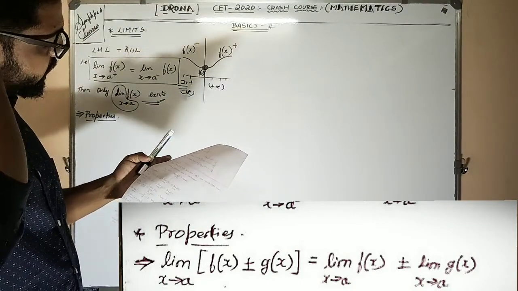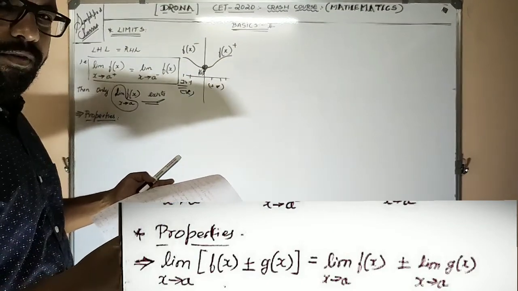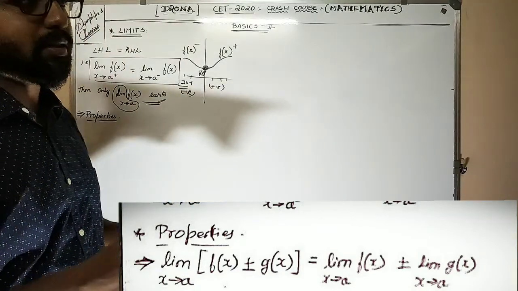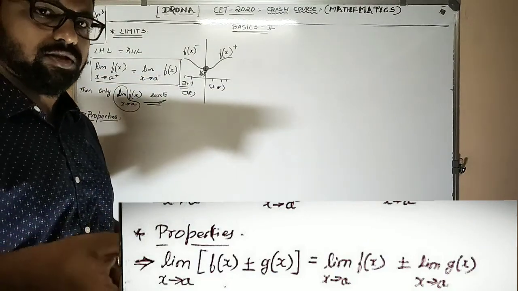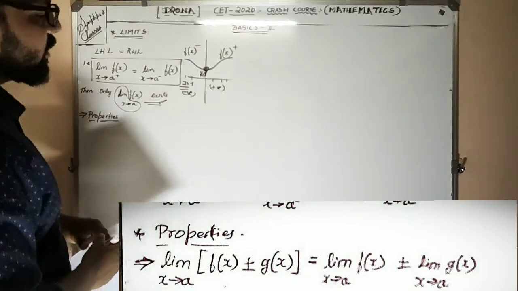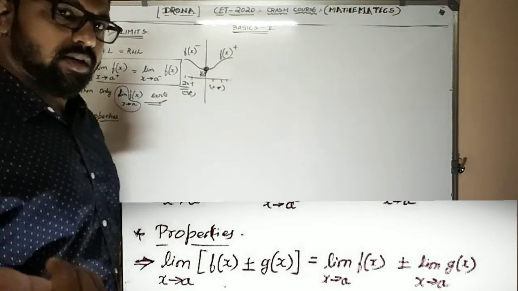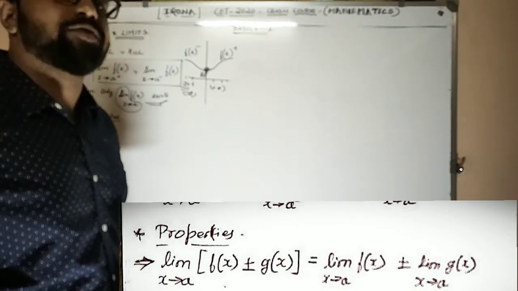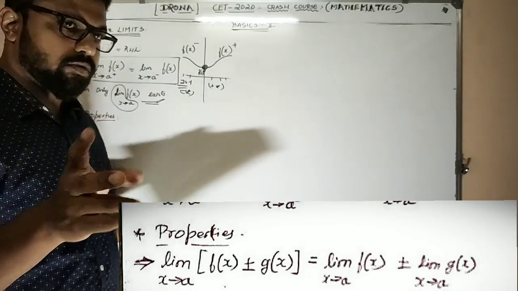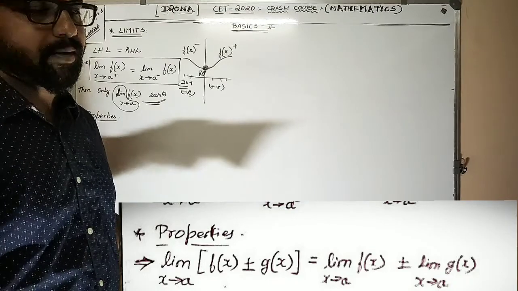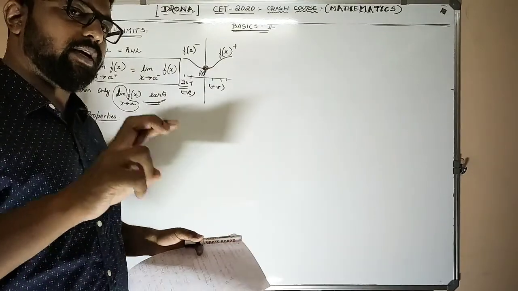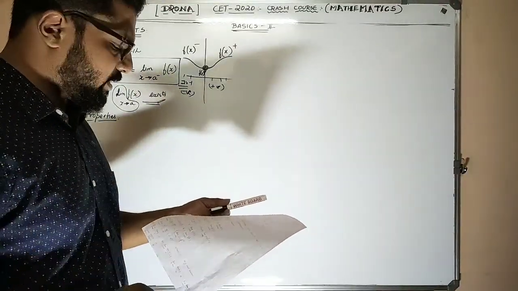Property number 1: addition of two functions. If I add two functions and apply a limit to that, it is the same as applying the limit to the individual functions and then adding them. It's very simple; you can see in the image what I have written. Limit of f of x plus g of x is equal to limit of f of x plus limit of g of x. So limit of addition or subtraction, plus or minus, holds the same: limit of the first function plus or minus the limit of the second function. So limit can be applied to addition as well. The first one is very easy, I need not explain that.